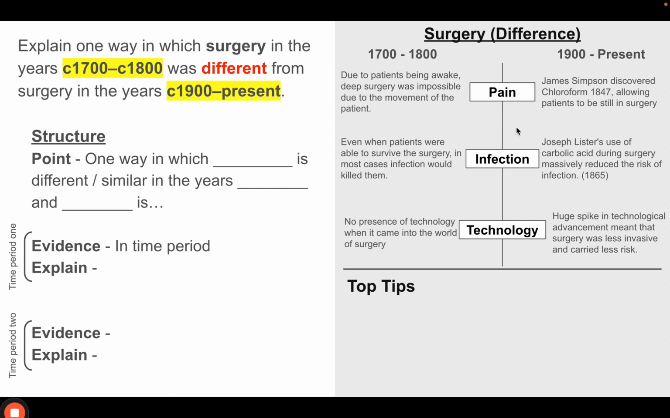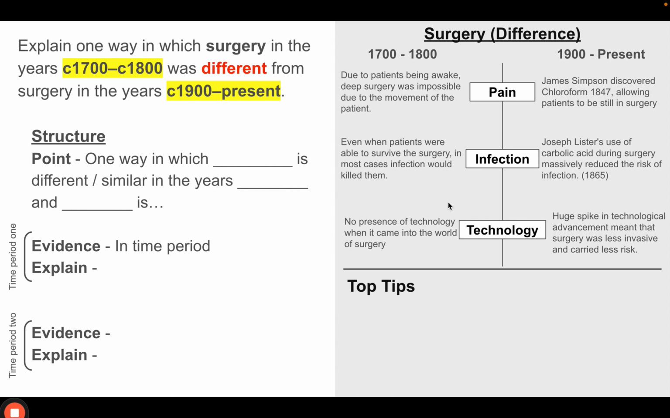Similarly, infection being the point, even when patients were to survive surgery in the 1700s to 1800s, usually infection would kill them. However, once again in that blanked out date range, 1865, Joseph Lister's discovery, or should I say use of carbolic acid, massively reduced the risk of infection and boosted the success rates of surgery.